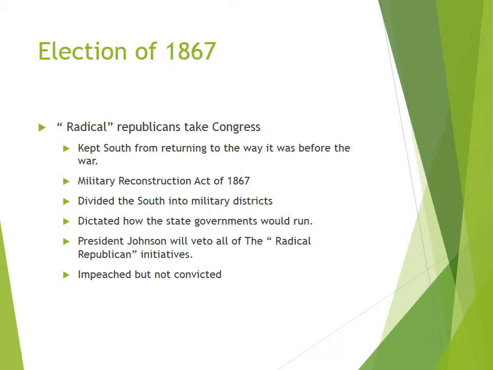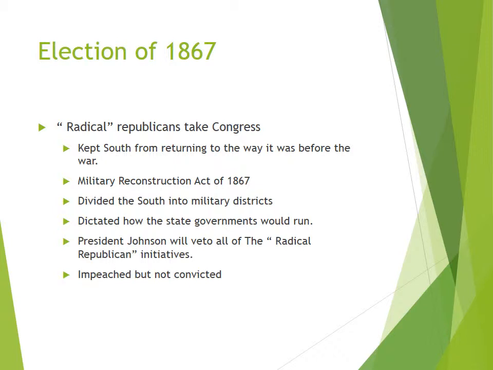So in the second phase of Reconstruction, or Congressional Reconstruction or Radical Reconstruction, Republicans, now remember Republicans are the Free Soil Party, the party of Lincoln, are going to come to power and start taking over Reconstruction. These radical Republicans want to prevent the South from just returning to the way it was before the war, and they want to punish the South for starting the war. So the Military Reconstruction Act was passed during this time period, and it divided the South up into military districts, and they began dictating how the states would run. And this is going to allow for a lot of opportunities for African Americans under this military act.